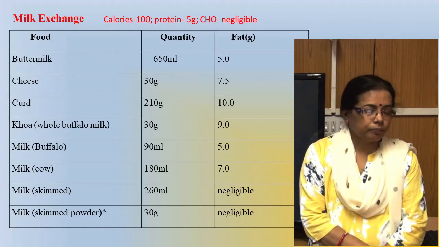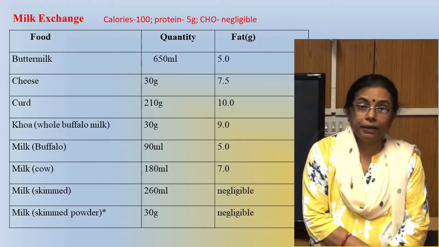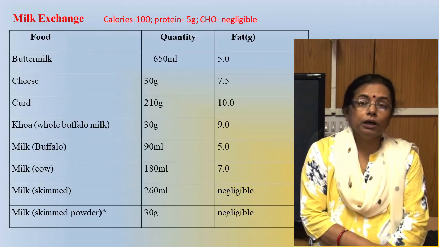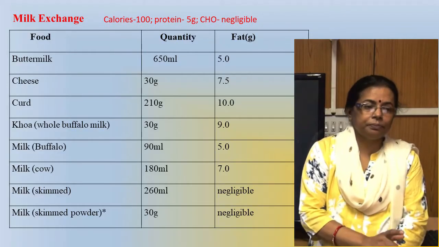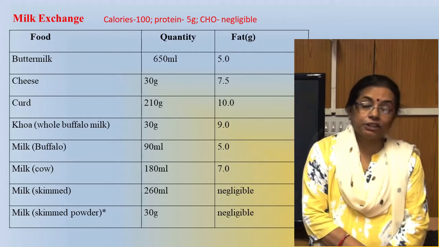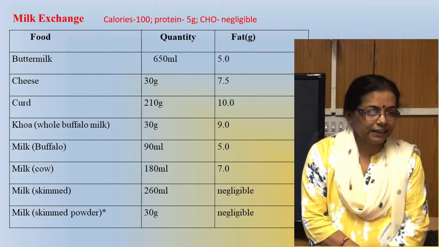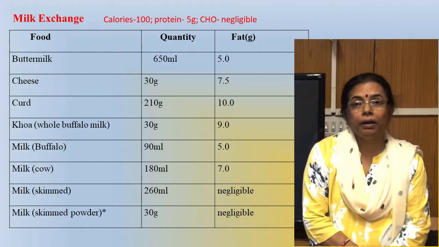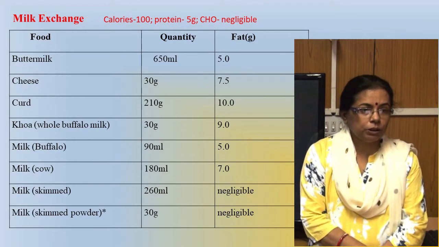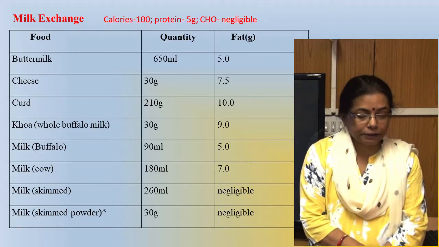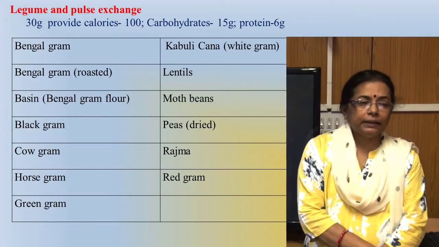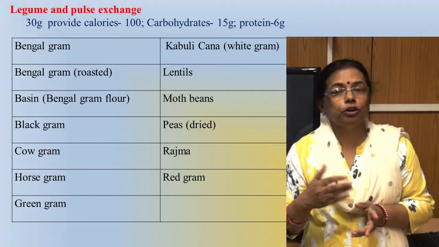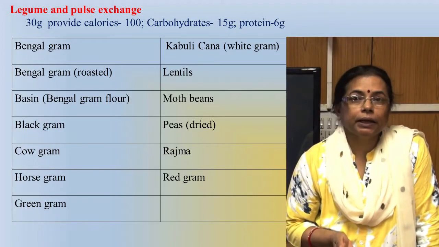This list contains different types of milk and milk products, and one food in a specified amount can be substituted or exchanged with another food. For example, 650 ml of buttermilk can be exchanged for 30 gram cheese or 210 gram curd or 30 gram khoa or 90 ml buffalo milk or 180 ml of cow milk. And this will provide 100 calories, 5 gram protein and negligible carbohydrate. Next is the legume or pulse exchange, and this exchange list contains a variety of foods. One can select food of his or her liking and have variety each day and avoid monotony.